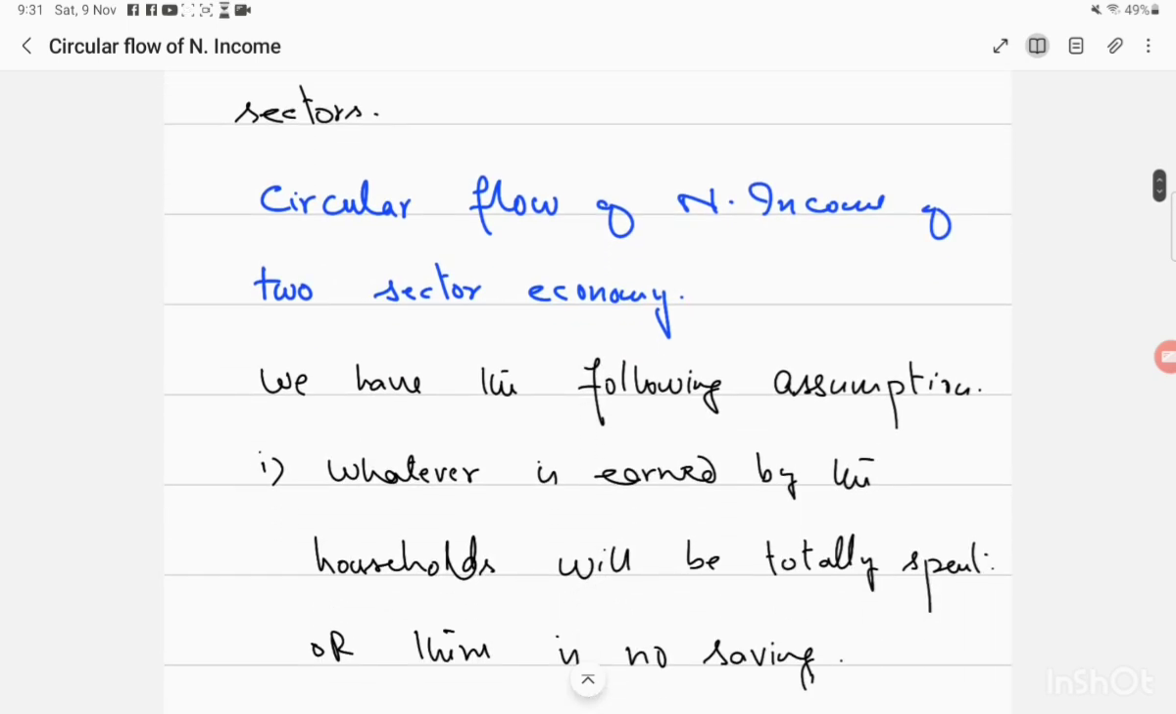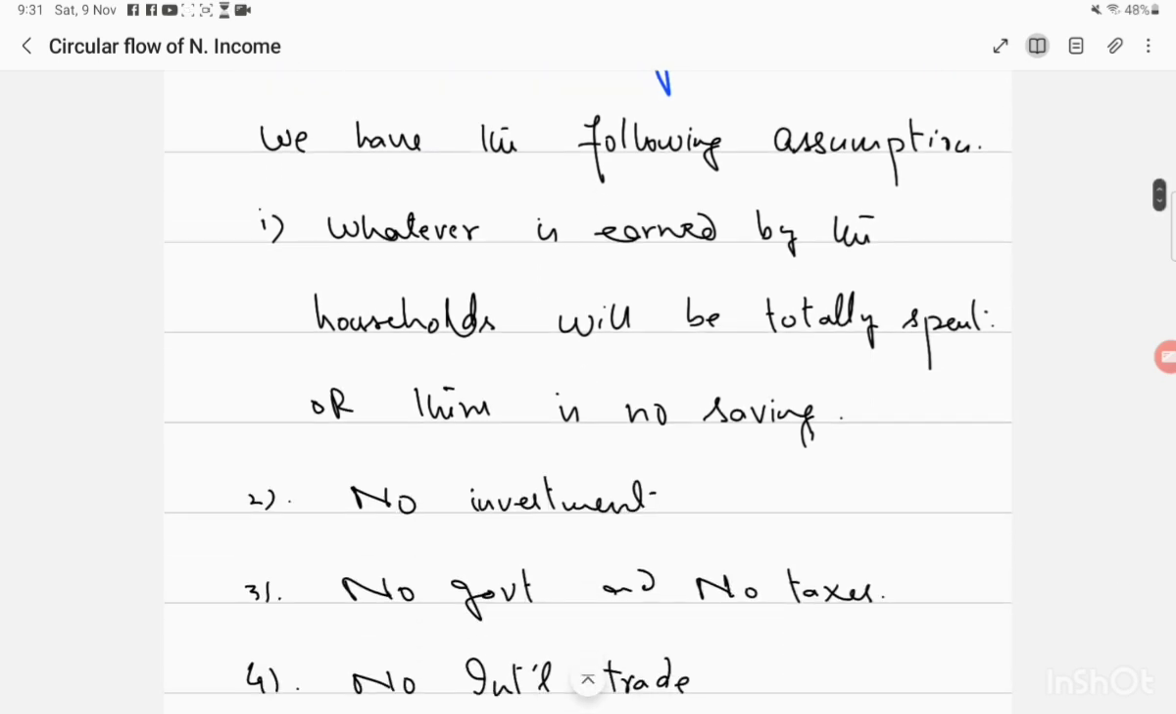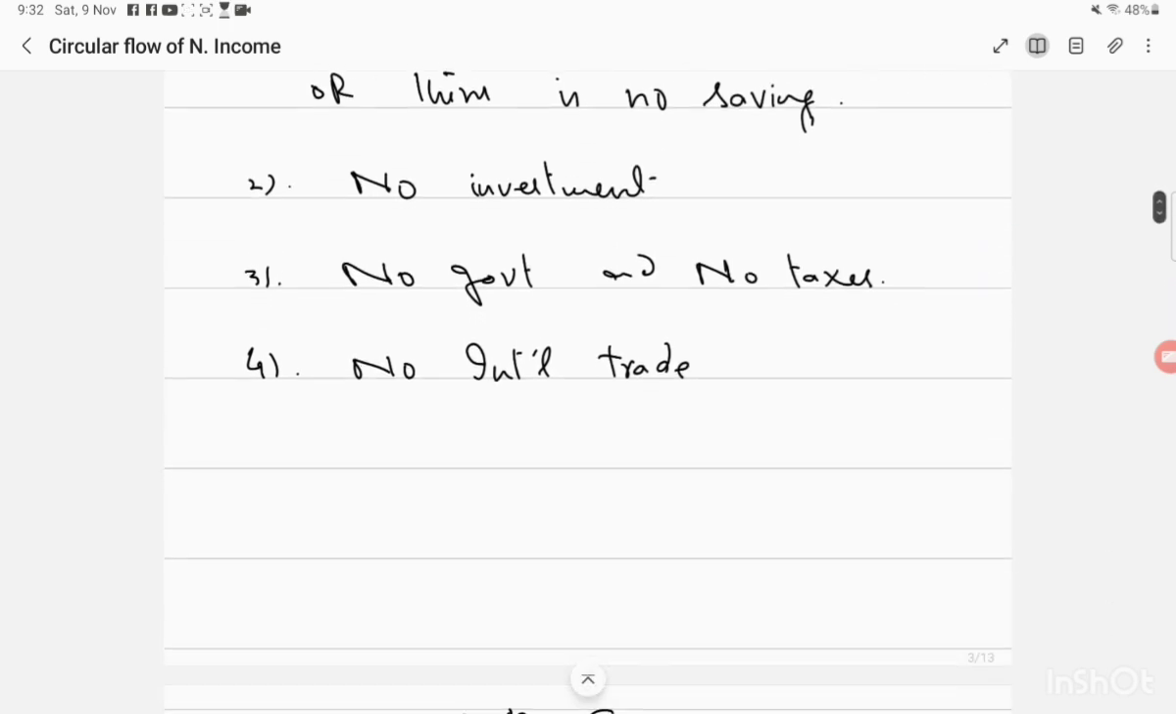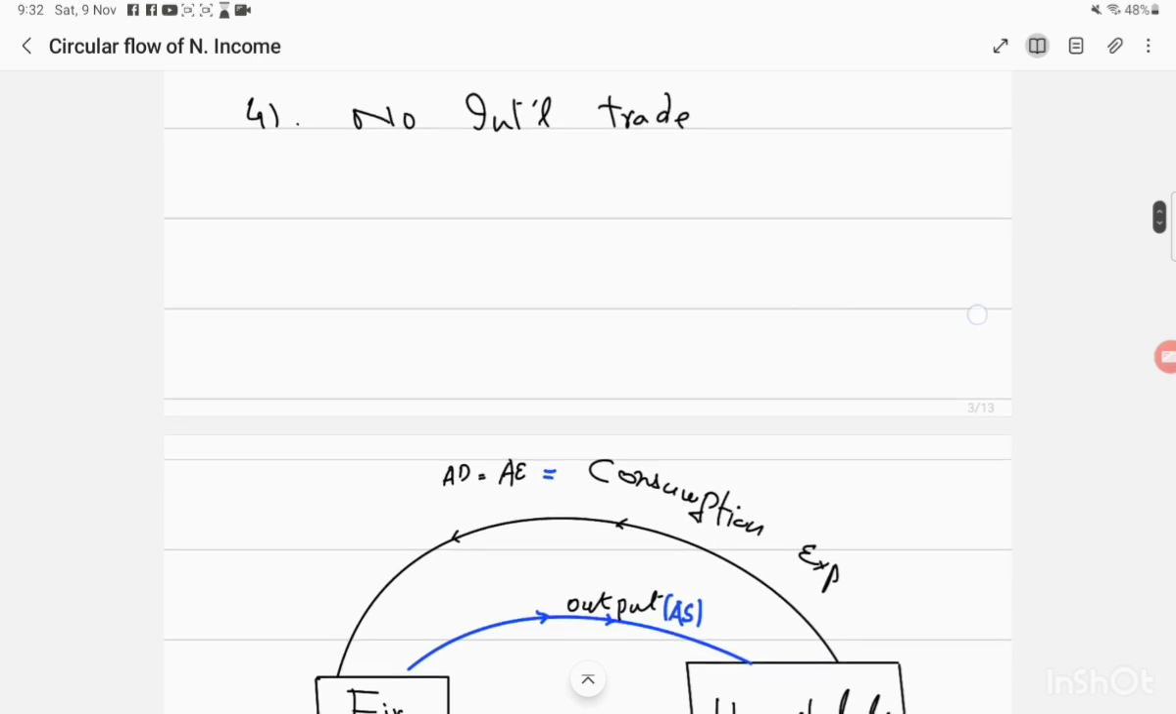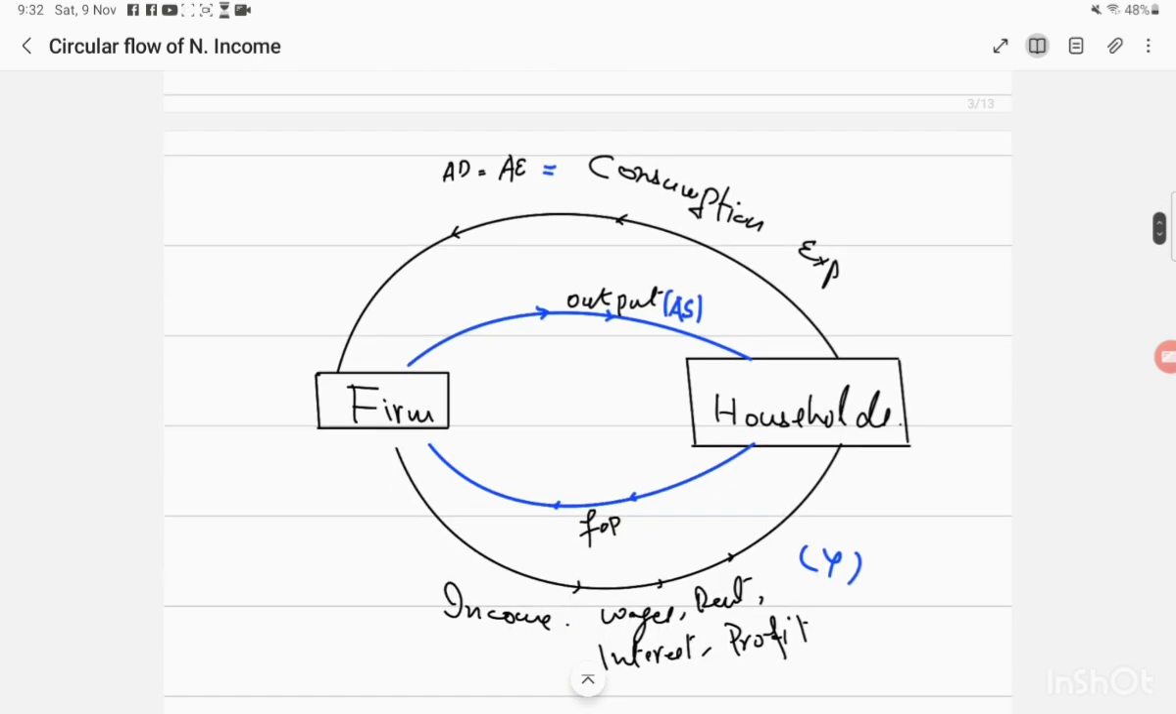For the circular flow of national income in the two sector economy, we have the following assumptions. First of all, whatever is earned by the households is consumed within the country. There are no savings, no investment at all, no government and no taxes, and no international trade. If this is happening, then we say this is a closed economy. So this is a circular flow of a closed economy, where whatever is produced is consumed.